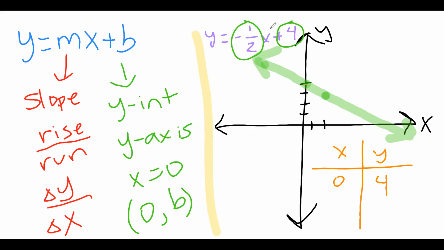If we plug in 2, right? Plugging in 2, we get 2 times -1/2 is -1, plus 4 is 3. So if you'll see, that's actually our point that we have right there, (2, 3).